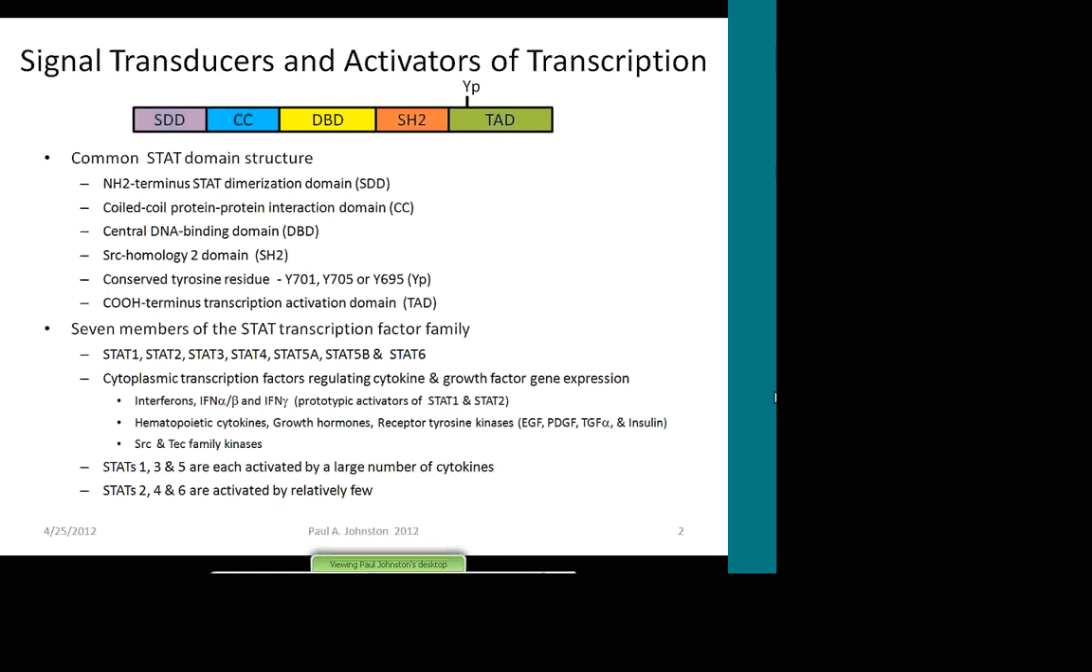Phosphorylation of these tyrosines triggers dimerization, translocation to the nucleus, and activation of transcription. They also have serine residues that get phosphorylated and modulate transcriptional activity. And then there's a carboxyl-terminus transcription activation domain. STATs 1, 3, and 5 are each activated by a large number of cytokines, whereas STATs 2, 4, and 6 are activated by relatively few.